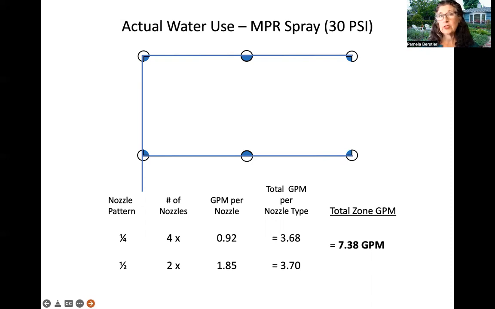Those, I'm going to go ahead and use the 1.85 gallons per minute. I have 2 of those. I do the math. I get 3.70. I add those together. And for my zone, in 1 minute, I'm using 7.38 gallons per minute.